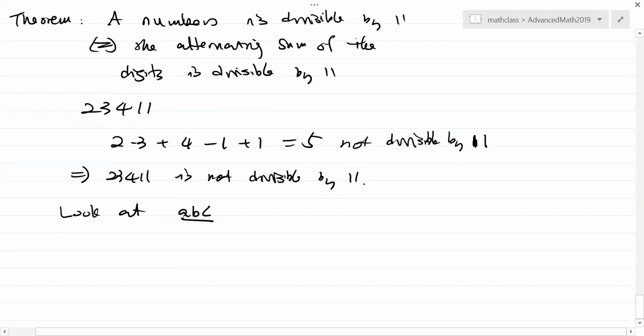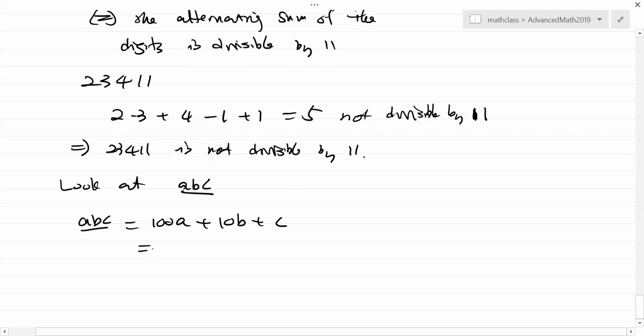The alternating sum is A, B, C, which is 100A plus 10B plus C. Now, how can I get 11? 99 is divisible by 11. Great, so I put the A here. But the 10B should be 11 minus 1, right? Then you plus C. So you get the alternating sum here. So this part is always divisible by 11.